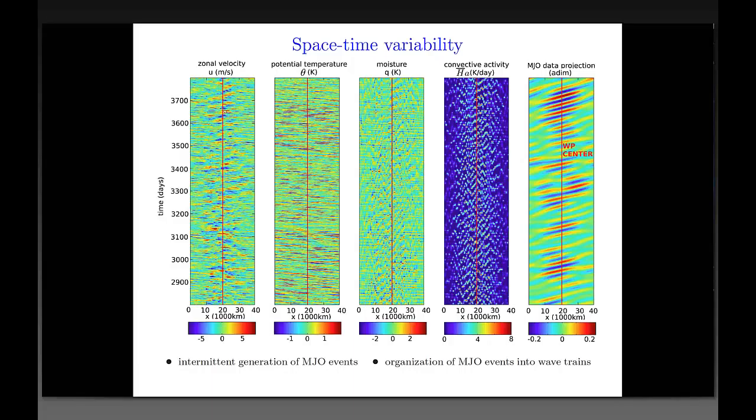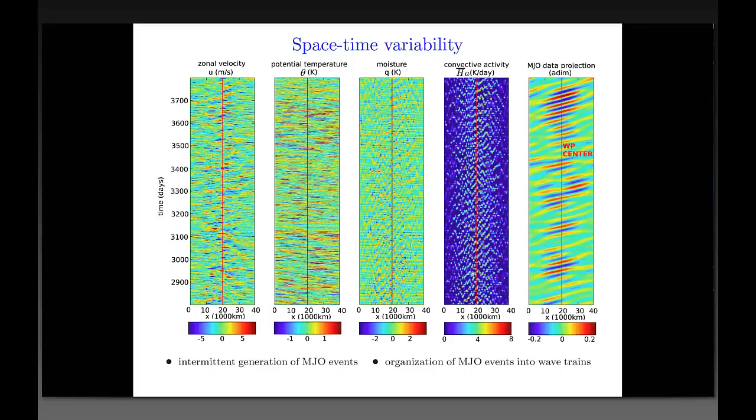To help identify these MJO events a little more clearly, this right panel is showing a projection onto the MJO mode. You can see, for instance, there's a quiet time around 2,900 days, and then you see the generation of a strong MJO, a second one, and maybe a weak third one before the wave train dies away. You can sort of make these events out to the eye in the convective activity as well, but the convective activity is quite stochastic. It's a little difficult at times.